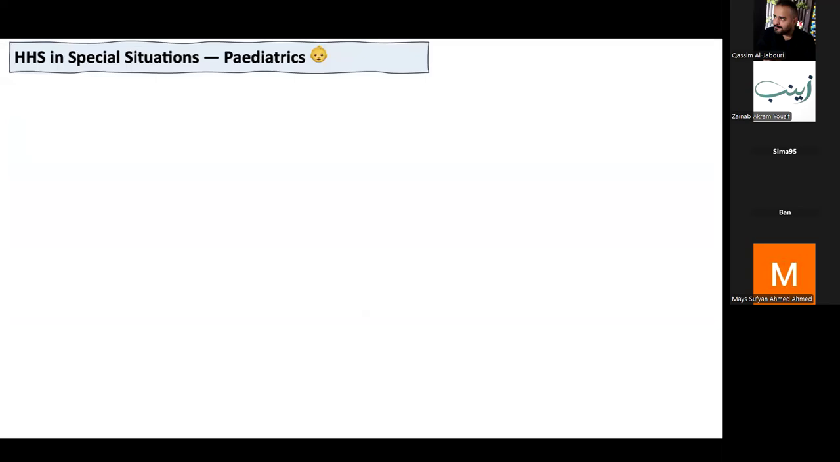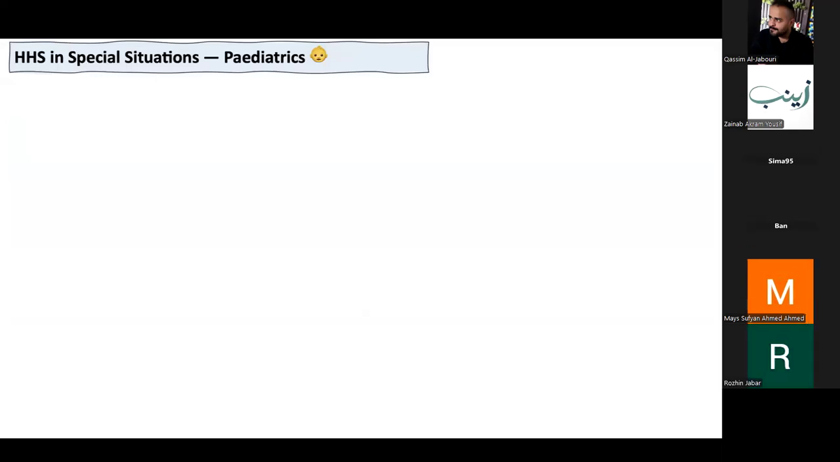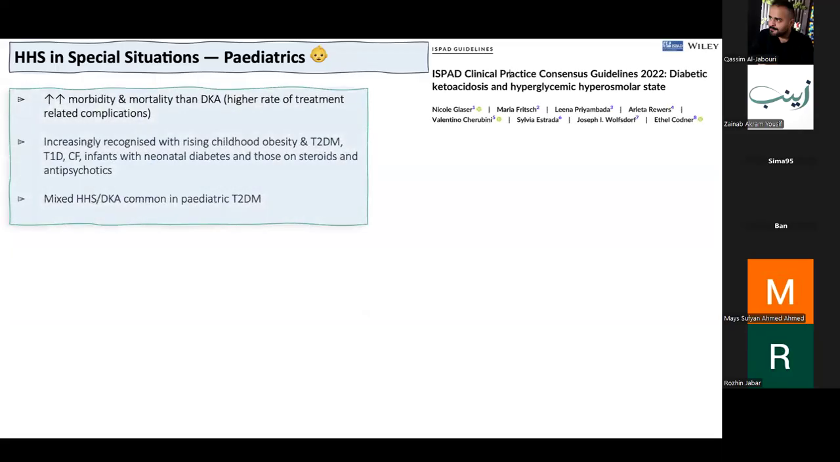Yeah. Now, HHS in pediatric patients. So this is an emerging thing. It wasn't recognized in the past, but in recent years, this is a developing problem in this age group. This is mainly because of the higher incidence of obesity and type 2 diabetes in those patients, but it's also seen in type 1 with inadequate insulin treatment, or cystic fibrosis patients, and even seen in infants with neonatal diabetes or those on steroids and antipsychotic agents.